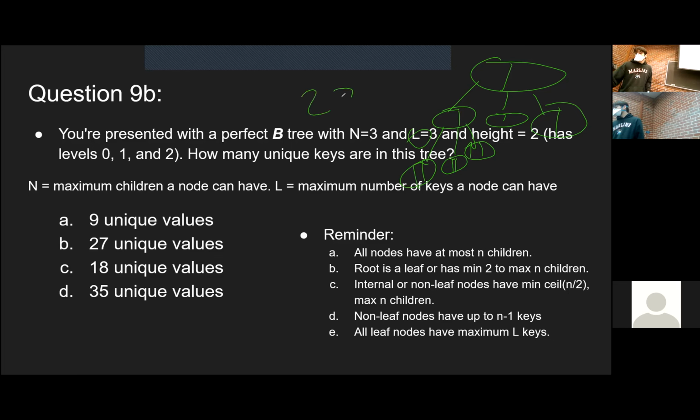So 27 values. But it's a B tree, so what else do we care about? Yeah, that's right, we care about the other levels as well. At the other levels, how many values are there? Yeah, two each. So we have 1, 2, 3, 4, 5, 6, 7, 8. So it's 27 plus 8. We have 35. That's how we calculate. Does that make sense right now?